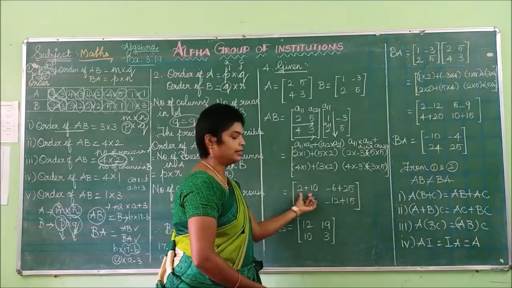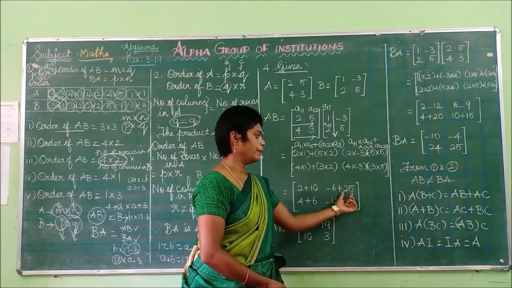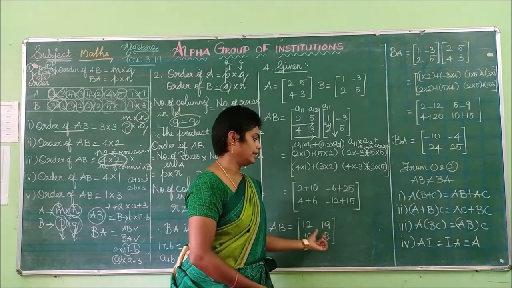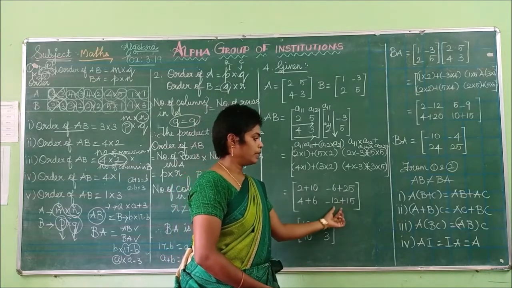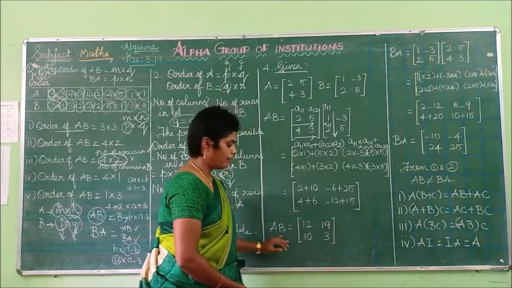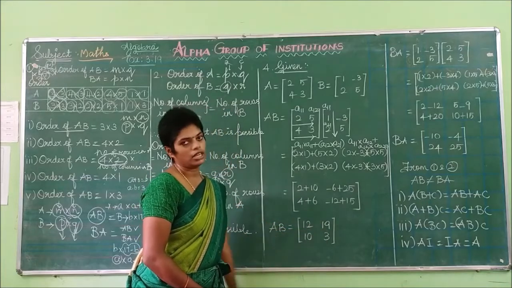Now listen, you can add these two numbers. 2 plus 10 is 12. Then subtract: 25 minus 6 is 19. Then 4 plus 6 is equal to 10. 15 minus 12 is 3. So our matrix AB value is 12, 19, 10, 3.